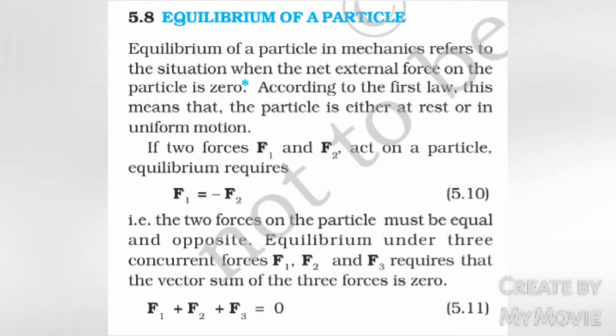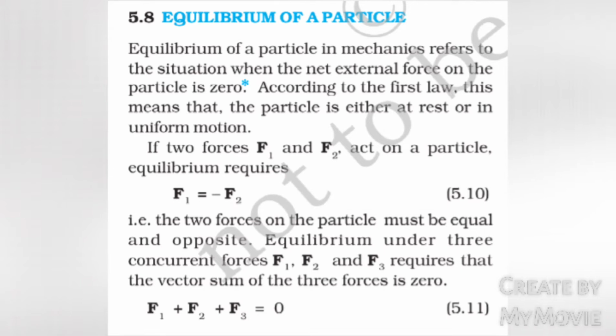Equilibrium of a particle. Equilibrium of a particle in mechanics refers to the situation when the net external force on the particle is zero. According to the first law, this means that the particle is either at rest or in uniform motion. If two forces F1 and F2 act on a particle, equilibrium requires F1 equals minus F2. That is, the two forces on the particle must be equal and opposite.